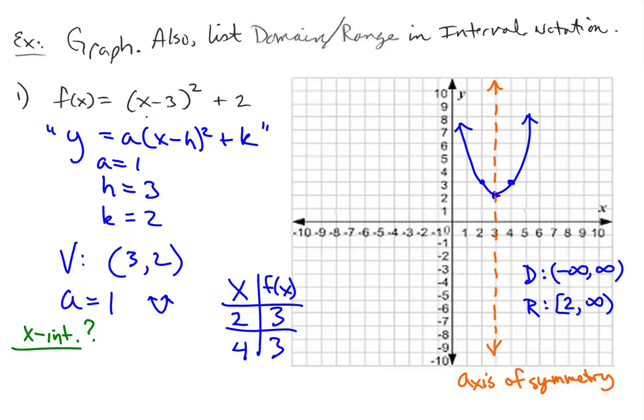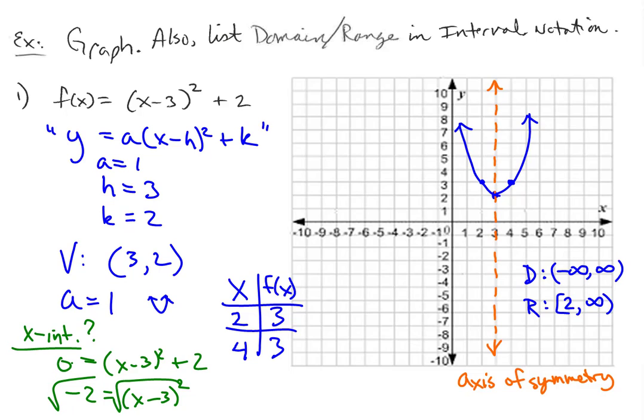You could take your function and set it equal to 0. That's like setting the y value equal to 0. So that would be 0 equals (x minus 3) squared plus 2. Okay, but if you subtract 2 from both sides, you'd end up with negative 2 equals (x minus 3) squared. But notice here that if you were to try to solve this for x by taking the square root of both sides, you end up with a square root of negative 2.